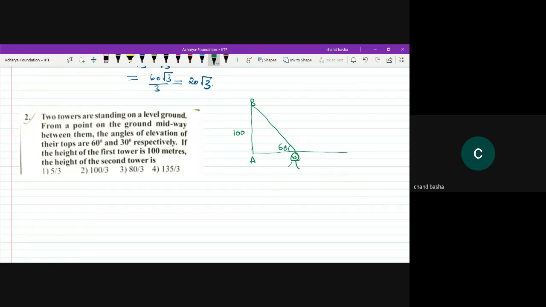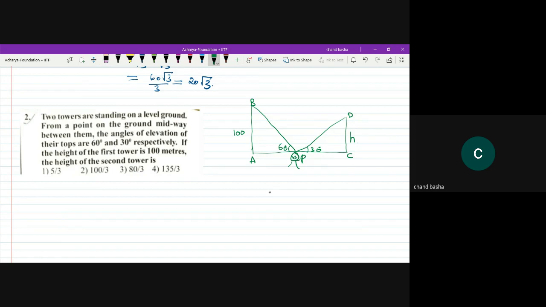Nana, have you understood this point? And after that, another tower is also there, whose angle of elevation is given as 30 degrees. Take it as some point P, and this is C and then D. He is asking for the height of the second tower, that is H.